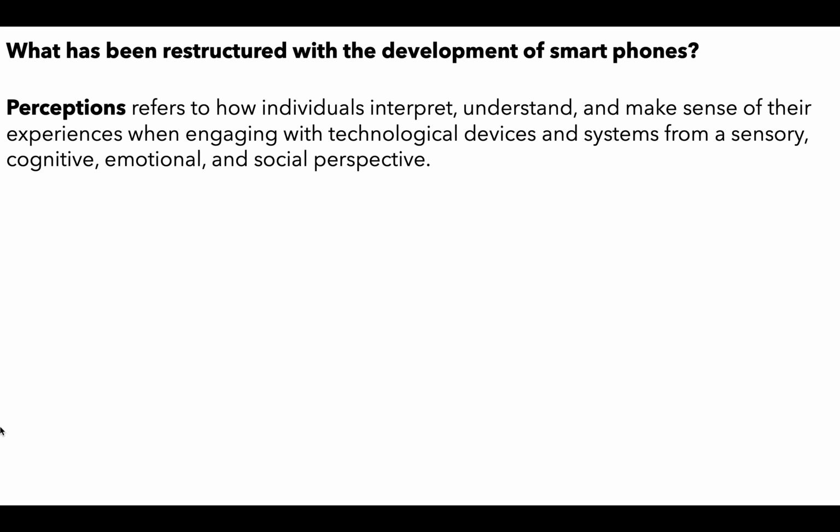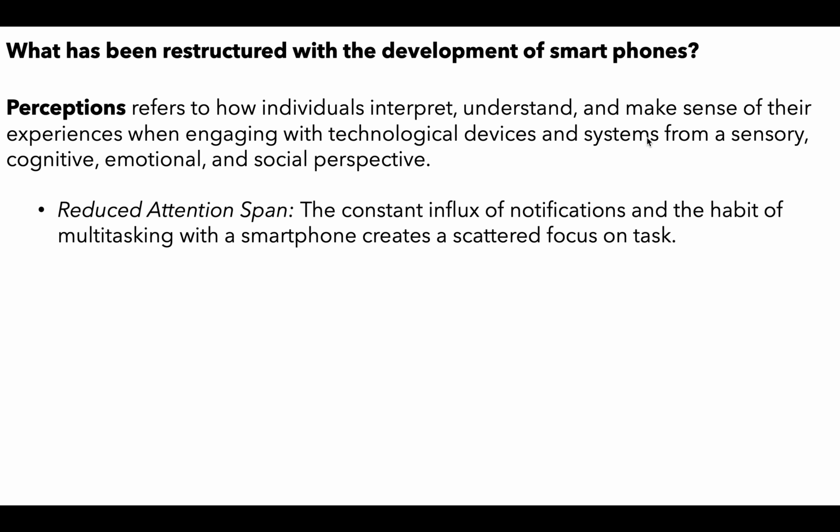Perceptions. So this refers to how individuals or communities interpret, understand, or make sense of their experiences while engaging with technological devices. And we can talk about this from a sensory, a cognitive, an emotional, or a social perspective. So whichever one fits best within the technology you're looking at. Think about how the technology you're exploring has changed our perception from one or many of these categories. So you can think about with a smartphone, how has it changed our perception?